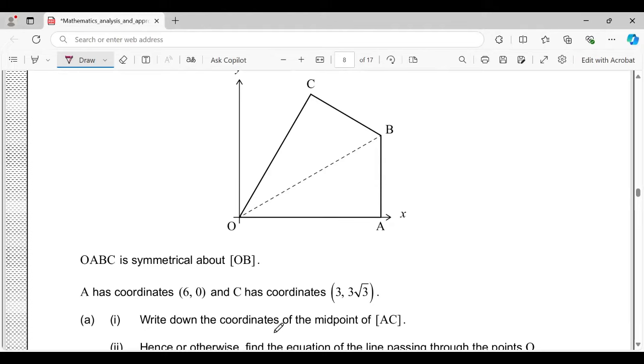Write down the coordinates of the midpoint of AC. Right, so the midpoint of AC, I will create the straight line AC.